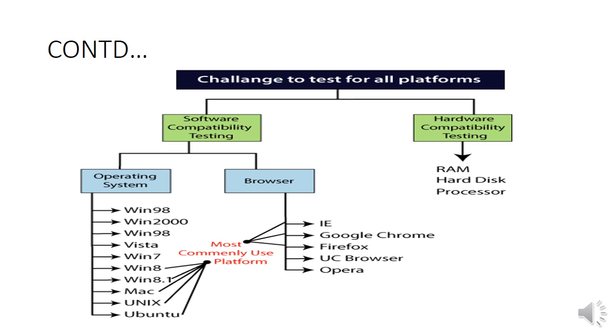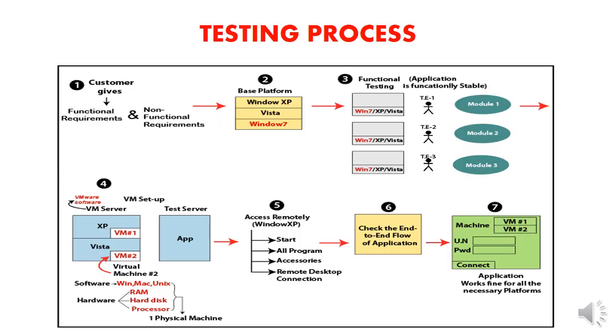So as we saw in the previous slide, we'll be having 98, 2000, Vista, Win 7, Windows 8.1. Even though so many things are there, commonly used is Mac, that is for graphical end users, then Unix, Ubuntu Linux, Fedora Linux, Kali Linux, so many things are there. And browsers are Internet Explorer, Google Chrome, Firefox, UC browser, then Opera. Hardware compatibility tests cover RAM, hard disk, processor.